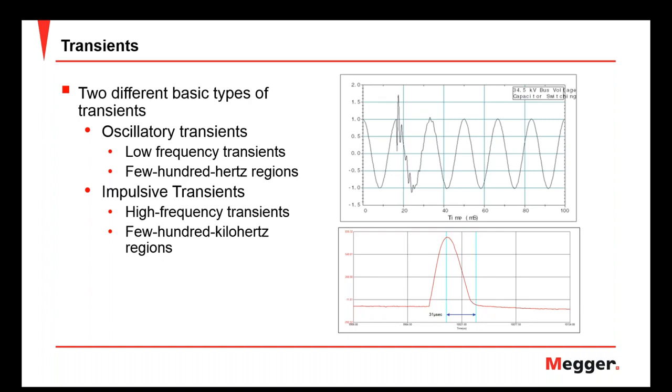And then you also have impulse transients. Okay, these impulse transients are high frequency transients that are in the few hundred kilohertz region. These will typically be in a unidirectional direction, or they don't have that ringing out, I really should say, and they can be very short in duration.